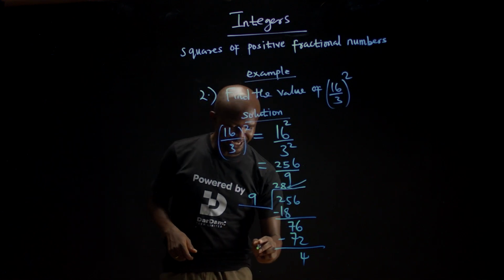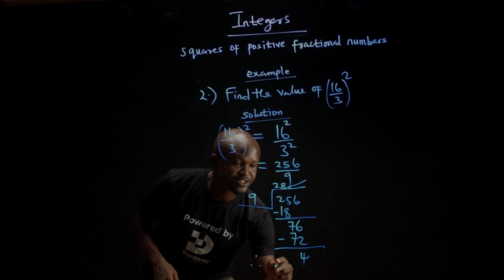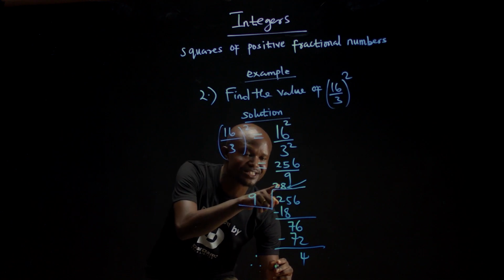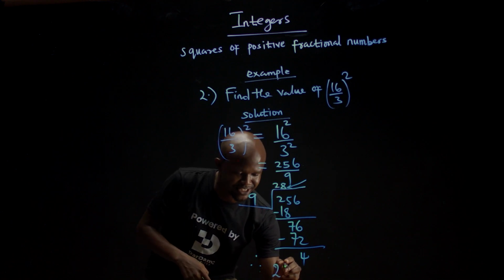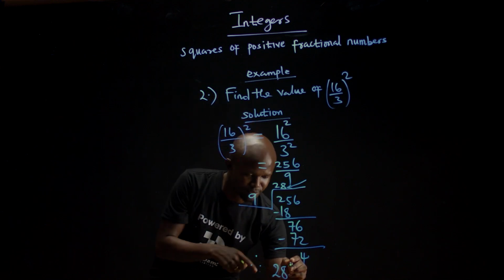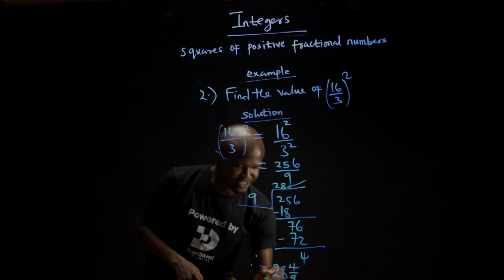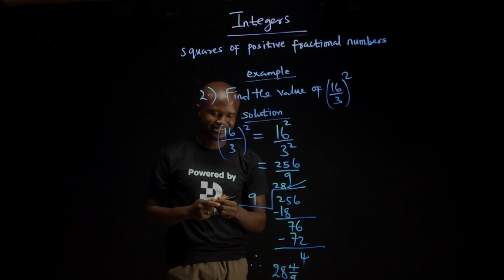Now, the final answer is, what is the quotient that we have here? 28. 28 whole number. What is the remainder? 4. And what's the divisor? 9. So 28 whole number, 4 over 9. That's the answer.